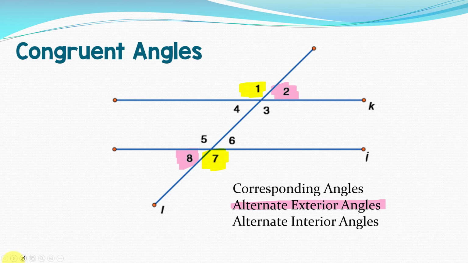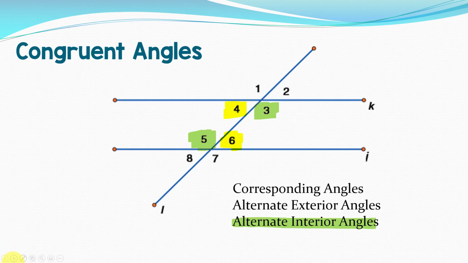Also, alternate exterior angles. This pink is just one example. 2 and 8 and 1 and 7 are both alternate exterior, and 1 and 7 are congruent, 2 and 8 are congruent. 1 and 2 are not congruent. That's a linear pair. So it's 1 and 7 and 2 and 8 that are the alternate exterior relationships. Okay, alternate interior. So 4 and 6 alternate interior, and 3 and 5 would also be congruent to each other.